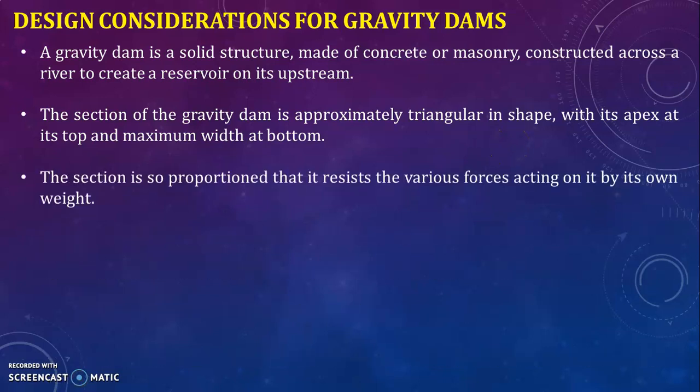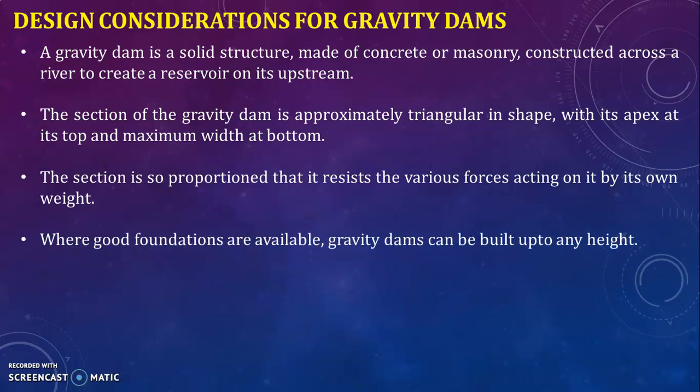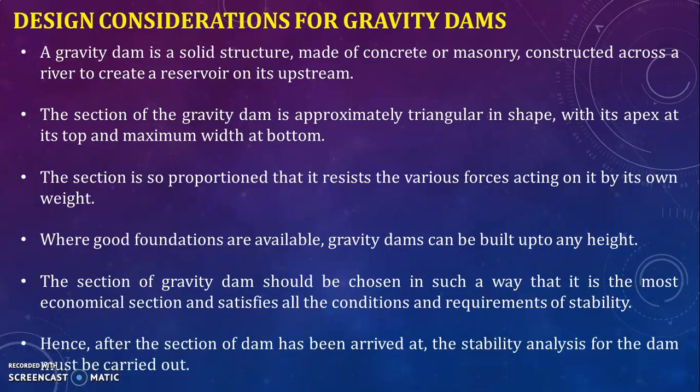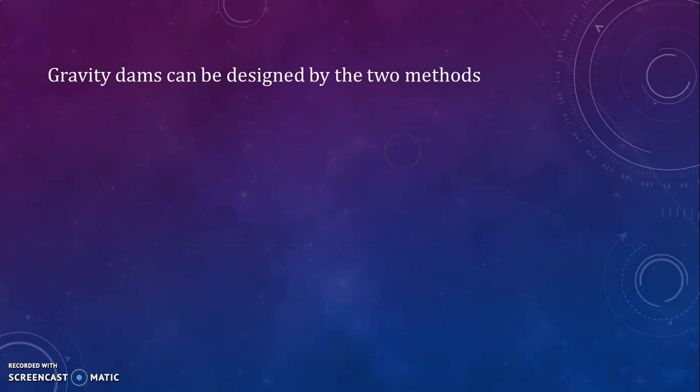The section is so proportioned that it resists the various forces acting on it by its own weight. Where good foundations are available, gravity dams can be built up to any height. The section of gravity dam should be chosen in such a way that it is the most economical section and satisfies all the conditions and requirements of stability. Hence, after the section of dam has been arrived at, the stability analysis for the dam must be carried out.